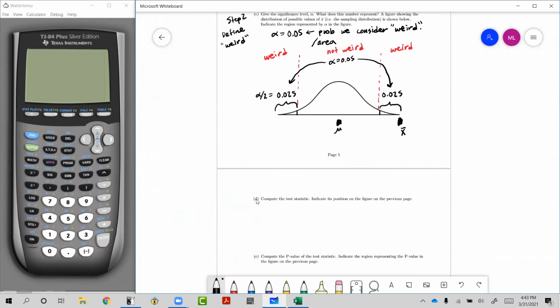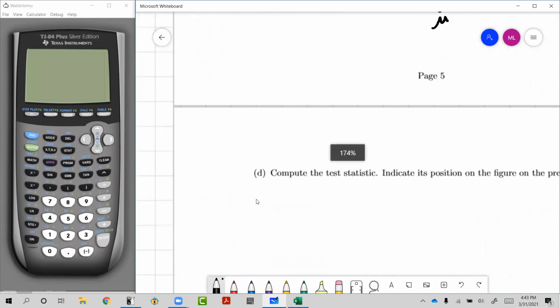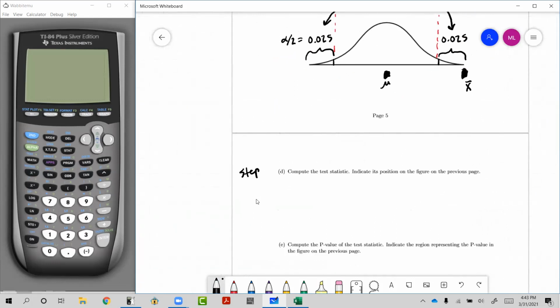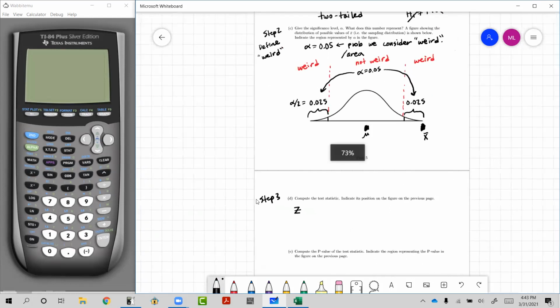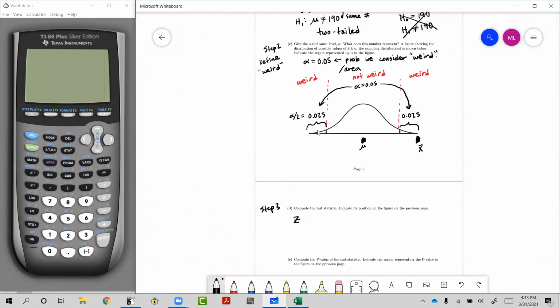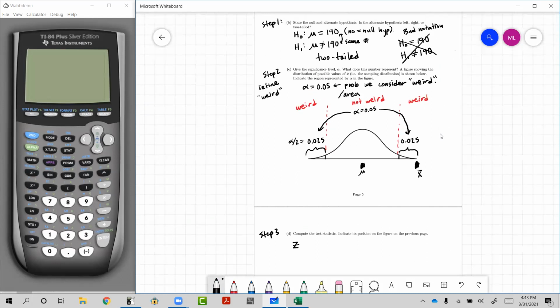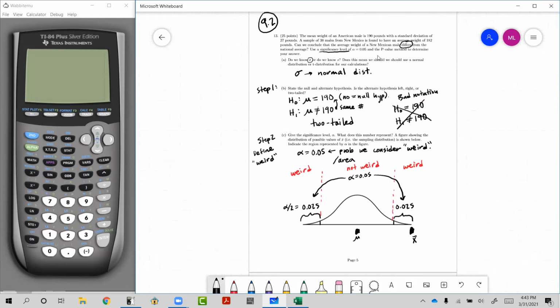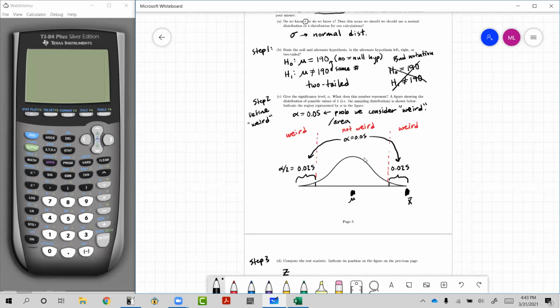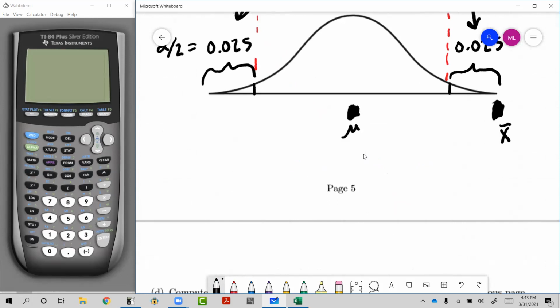Part D says to compute the test statistic. This is equivalent to our normal step 3 in our process. In this case, the test statistic is a z-score. Remember, we've now got our setup where we've defined what's weird. We have an x bar value of 182. Right now we're assuming that this value in the middle, this mu, is 190. We're assuming the null hypothesis is true, that the average weight of the New Mexican males is equal to 190 pounds.